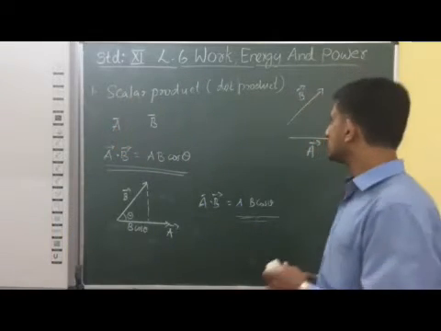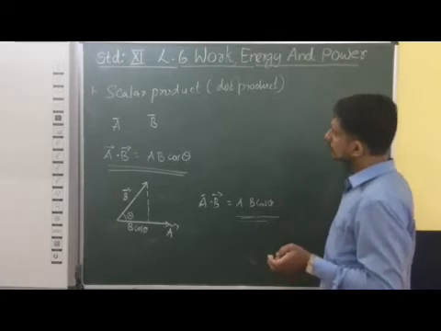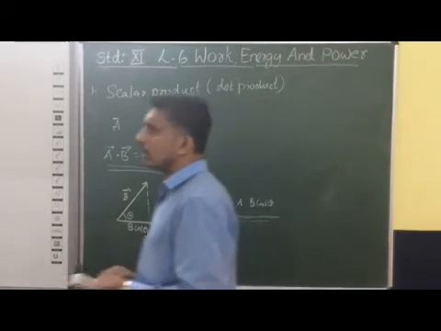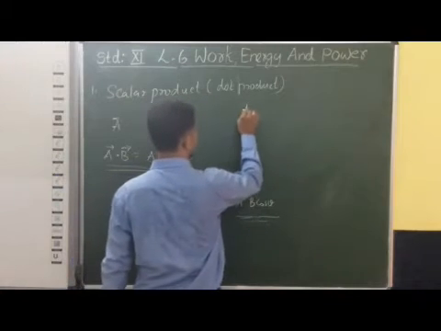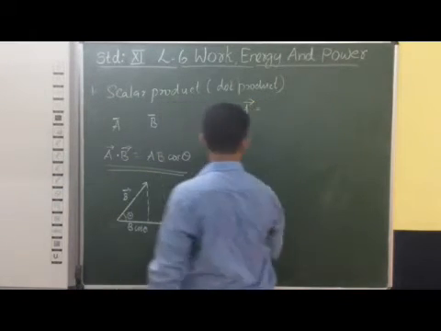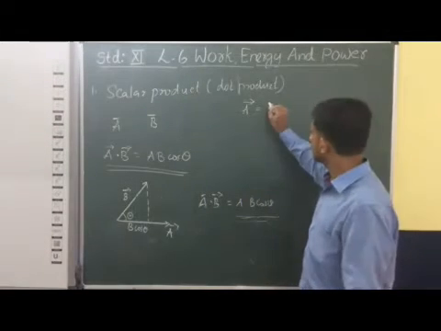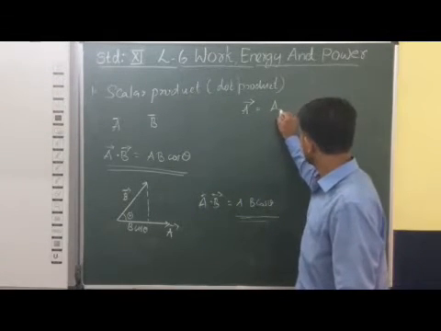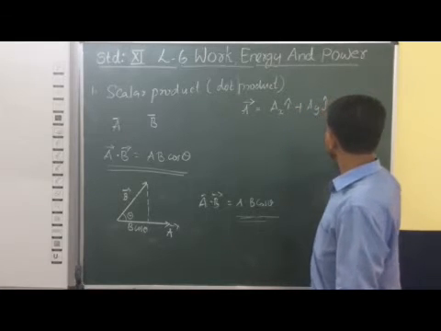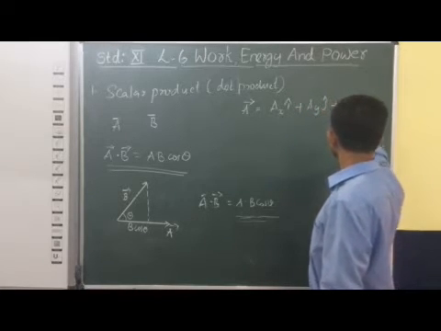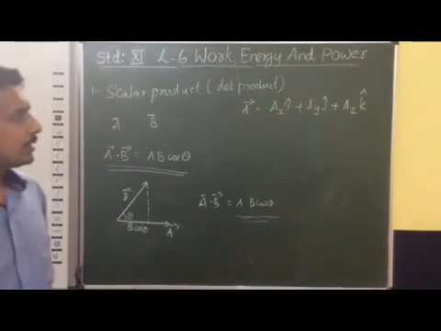Now we have considered the case of the scalar product. When we are considering a vector A, we can represent this vector A component-wise. How will you represent vector A? I can represent vector A as AX i plus AY j plus AZ k. This is the way we can represent vector A component-wise.